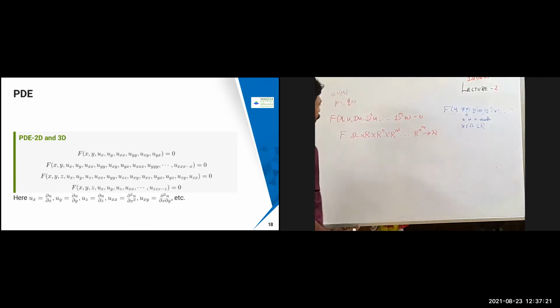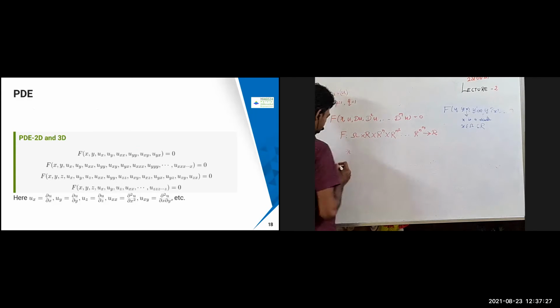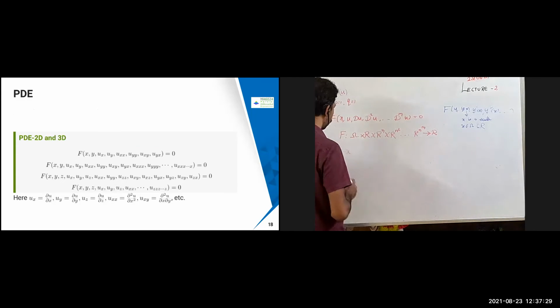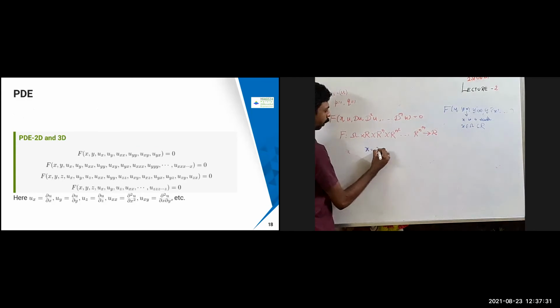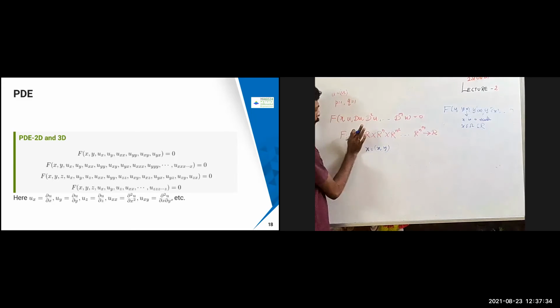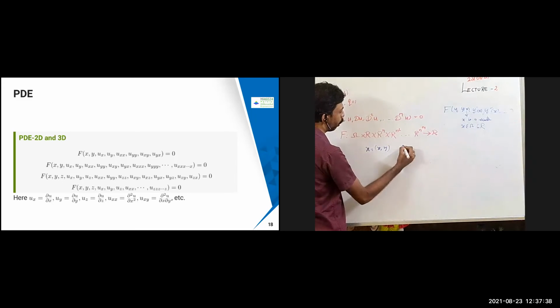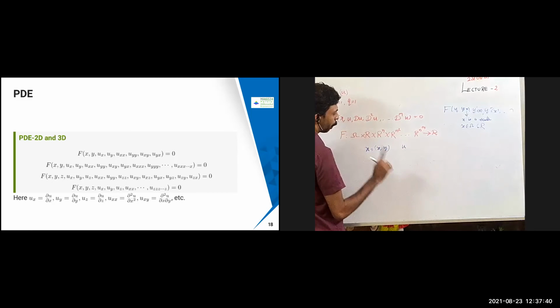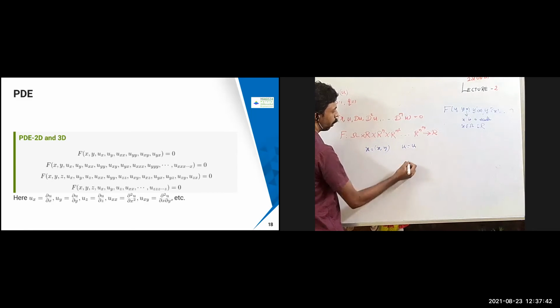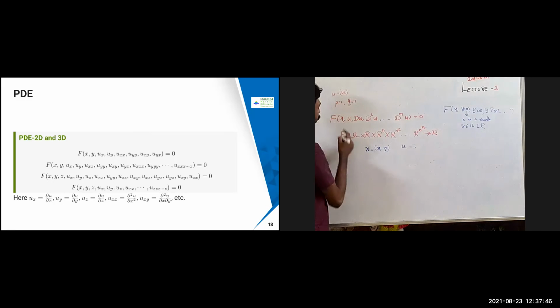So let us see some examples. For example, if I take x equal to x comma y, a 2D problem, then I'm going to define the following. Here u is the only dependent variable, which means u equal to u1 only, so only one variable is there. So I'm just simply putting u. In that case, what is this going to become?